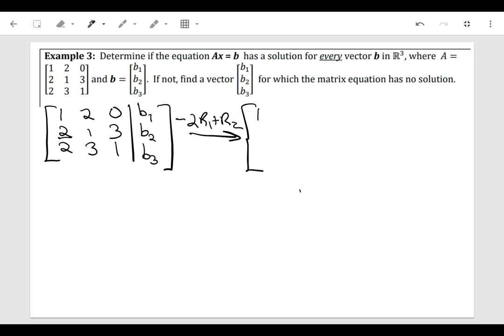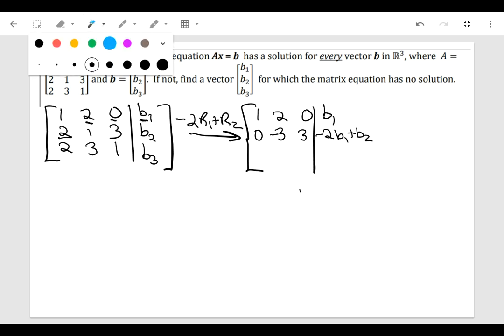Okay, so that will give us, let's see, we've got b1 here. So it'll give us -2 plus 2, so that's 0. And then -2 times this, so -4 plus 1 will be -3. -2 times 0, so that's 0 plus 3. And then -2 times b1 plus b2.